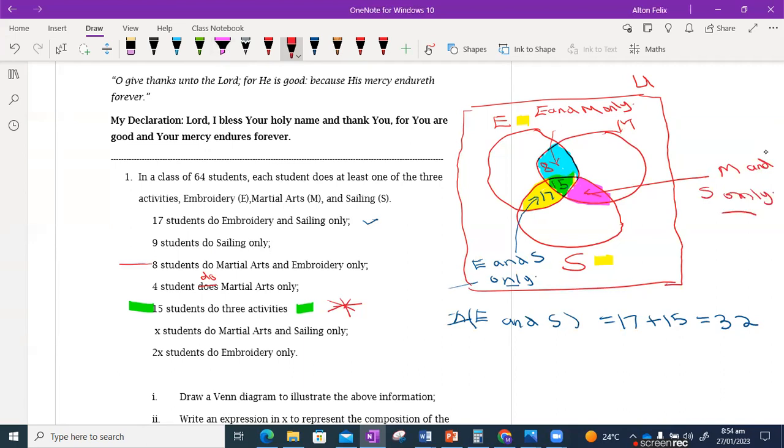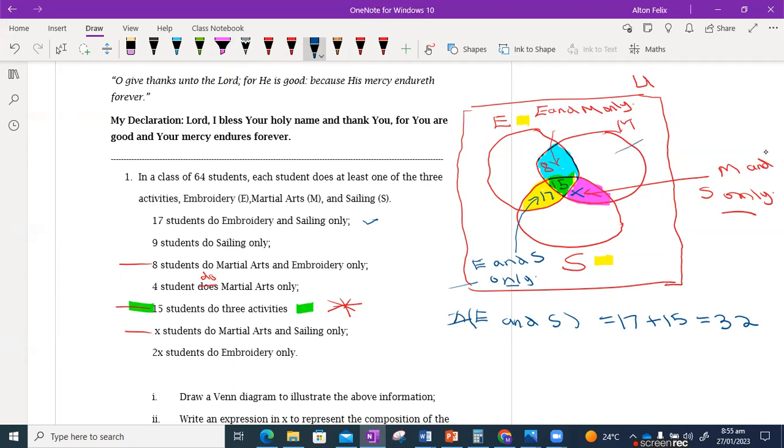Right. So what information are we given about martial arts and sailing? Here it is. We are told that X students do martial arts and sailing only. So therefore we will write our X right here. It means that X, whatever that number is, plus 15 will do martial arts and sailing. Okay, so I think you have that. That is very important when you are looking at your different parts of those circles. And let's just continue the discussion.